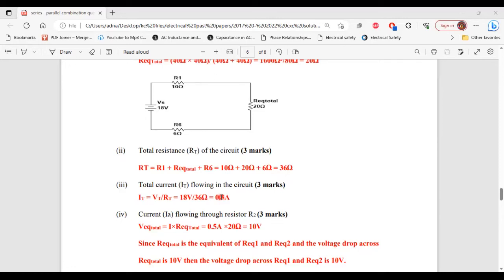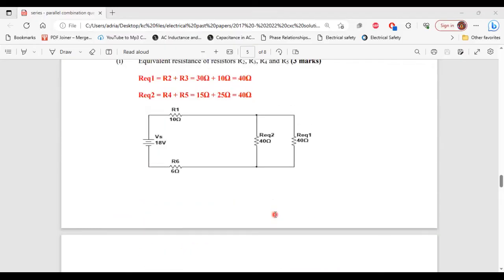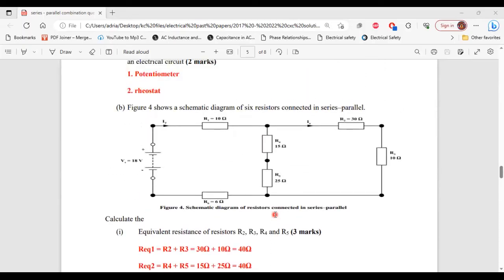All right, so let's move on to part 4 now. So it says to calculate the current IA flowing through resistor R2. All right, so let's scroll back up. So here is resistor R2, and we need to calculate the current flowing through this resistor here. All right.